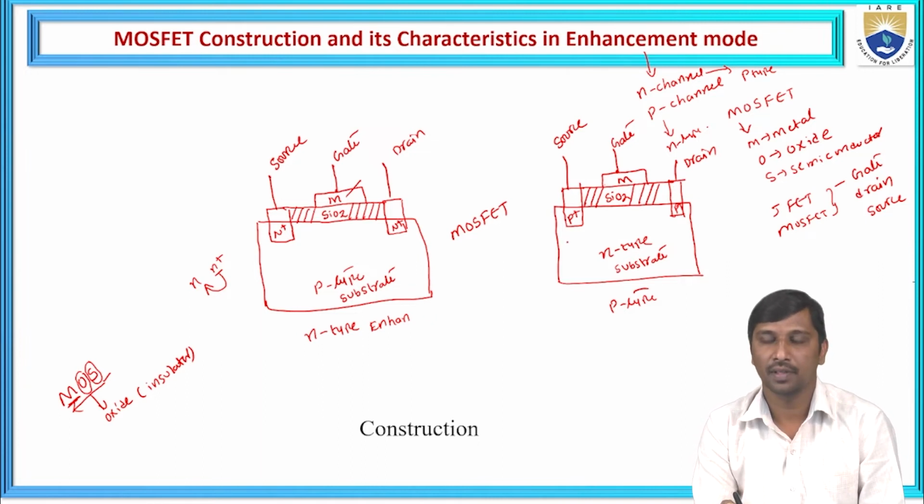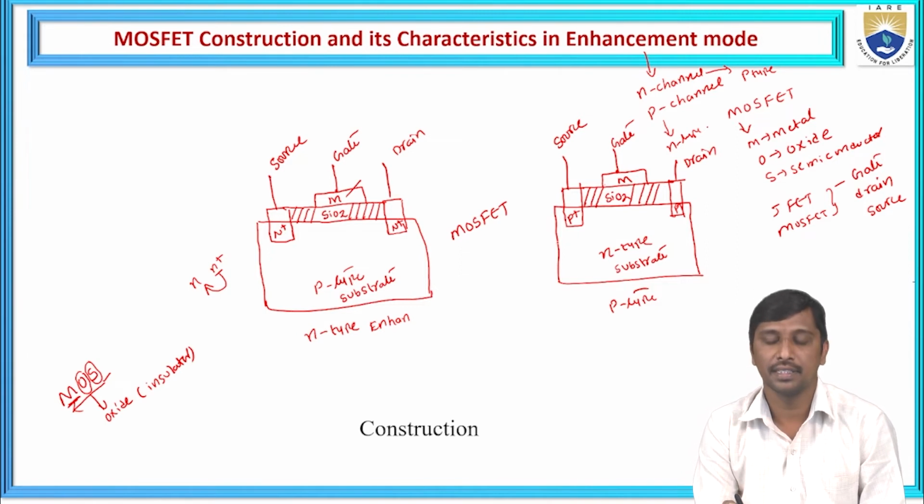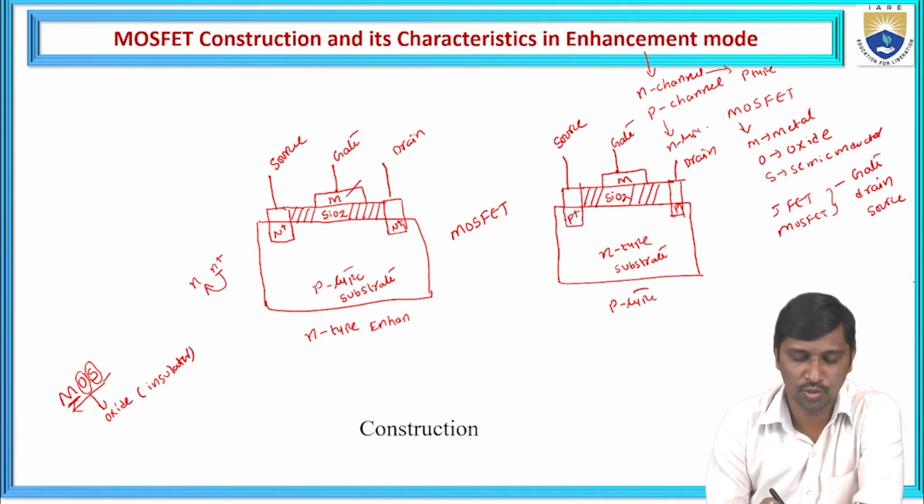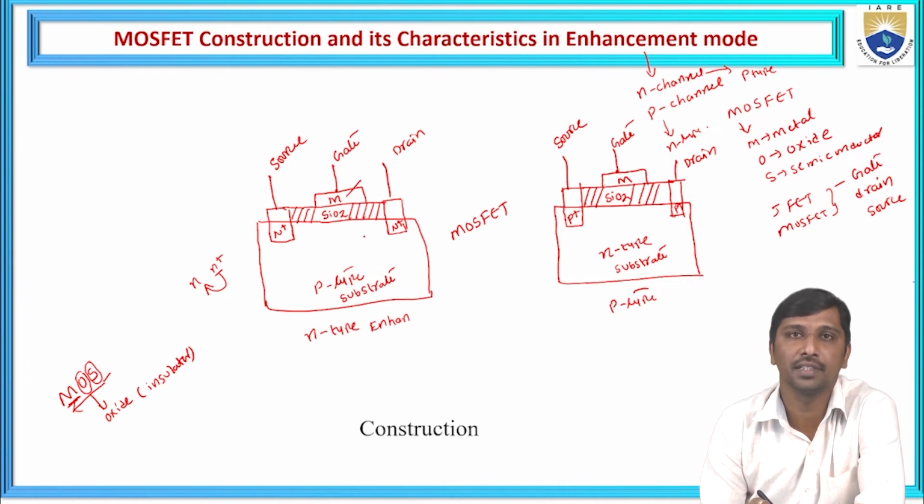Just remember, if you want to construct the depletion mode, it looks like the same construction, but the basic difference is that a depletion MOSFET contains a channel, but in enhancement mode, there is no channel between the source and drain. Now, if you want to identify the behavior, some amount of biasing is required to identify the characteristics or the behavior of this enhancement MOSFET.